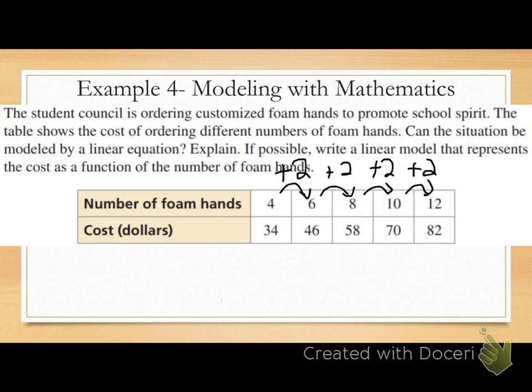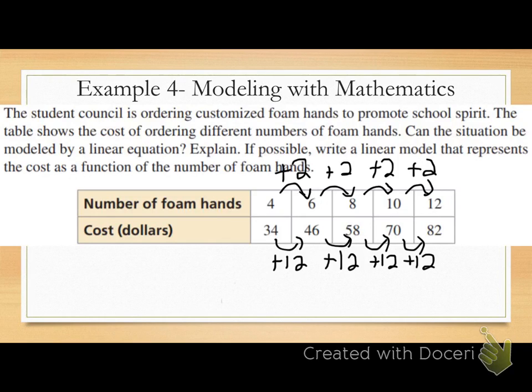So let's check our y values. 34 to 46, add 12. 46 to 58, add 12. 58 to 70, add 12. 70 to 82, add 12. Does this have a constant rate of change? Yes. So is this linear or nonlinear? This is linear.